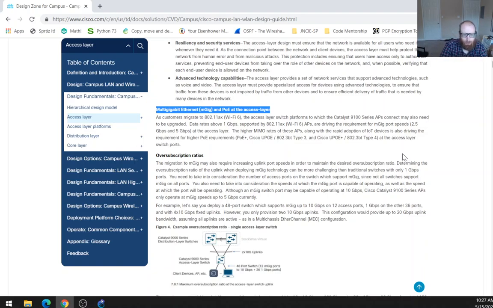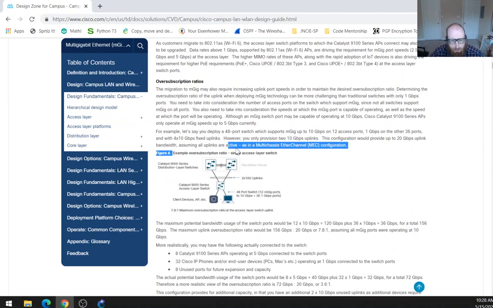For example, let's say you deploy a 48 port switch which supports mGig up to 10 gigabits per second on 12 access ports, 1 gigabit per second on the other 36 ports, and 4 times 10 gigabits per second fixed uplinks. However, you only provision 2 uplinks at 10 gigabits per second. This configuration would provide up to 20 gigabits per second uplink bandwidth, assuming all uplinks are active, as in a multi-chassis EtherChannel, MEC, configuration.